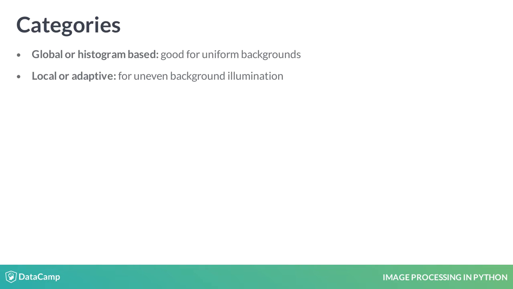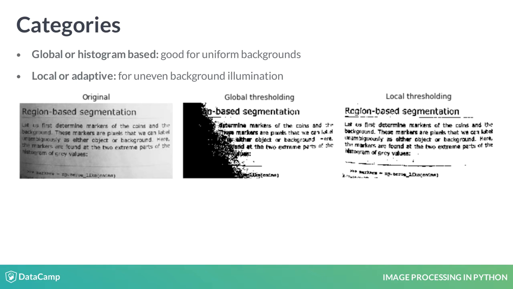There are two categories of thresholding in scikit-image: global or histogram-based, which is good for images that have relatively uniform backgrounds; and adaptive or local, which is best for images where the background is not easily differentiated, with uneven background illumination. Note that local is slower than global thresholding.